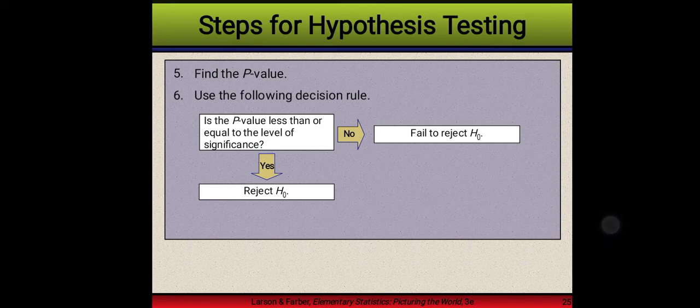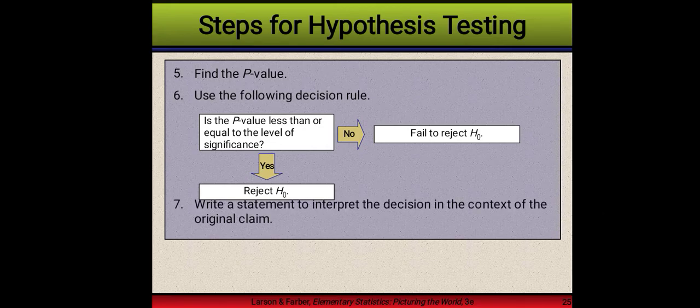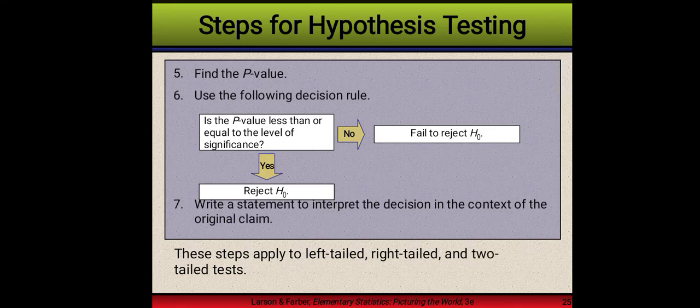Seventh, write a statement to interpret the decision in the context of the original claim. These steps apply to left-tailed, right-tailed, and two-tailed tests. These can be applied in all of the areas in identifying tests or in identifying hypothesis testing. Using p-values to make a decision.